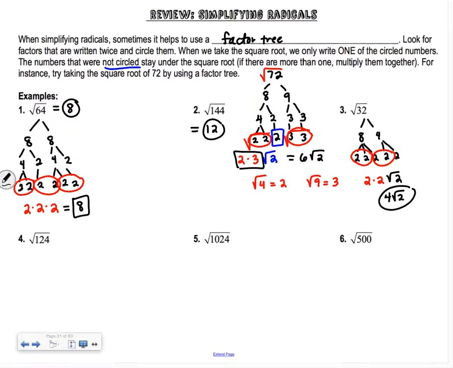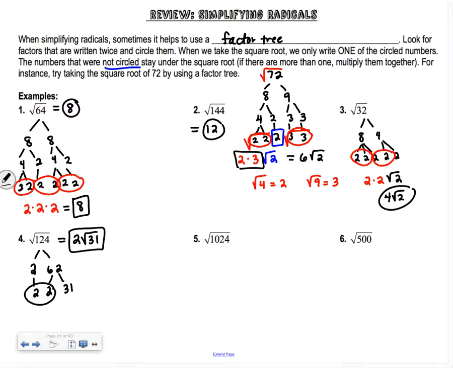So same idea for 124. I always tutor people and they're like, oh, I know 2 goes into it. So it's 2 and 62. And then they just keep putting 2 into it. But this one's only a couple. So it's 2 times 2 times 31. And 31 ends up being a prime number. So we have 2 times 2, which gives us a 2 when I take the square root, and then I have square root of 31.